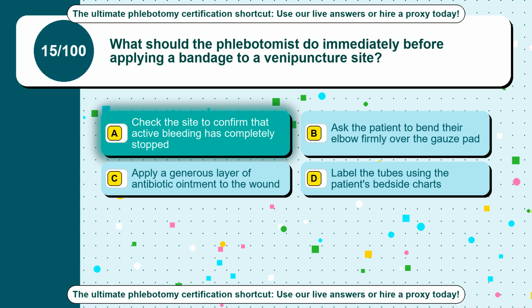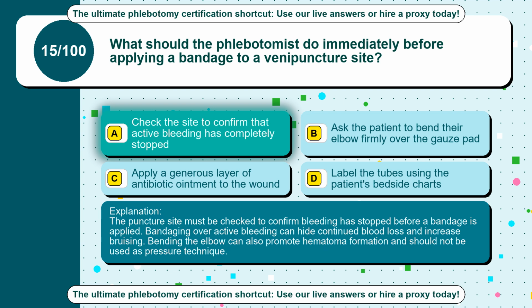Check the site to confirm that active bleeding has completely stopped. The puncture site must be checked to confirm bleeding has stopped before a bandage is applied. Bandaging over active bleeding can hide continued blood loss and increase bruising. Bending the elbow can also promote hematoma formation and should not be used as a pressure technique.